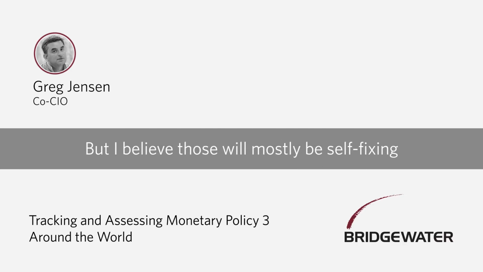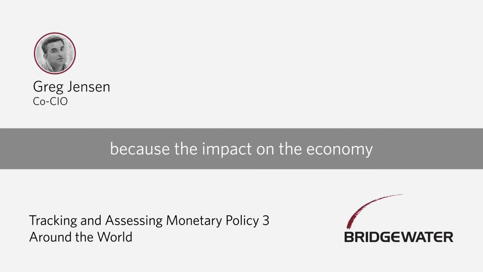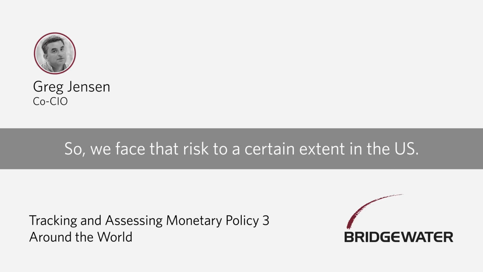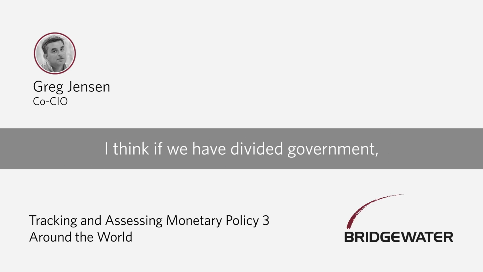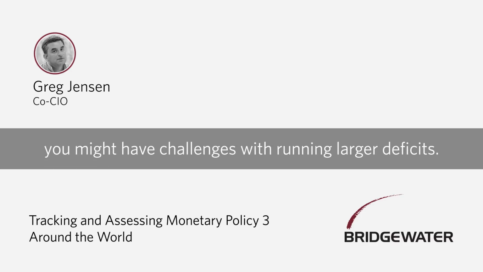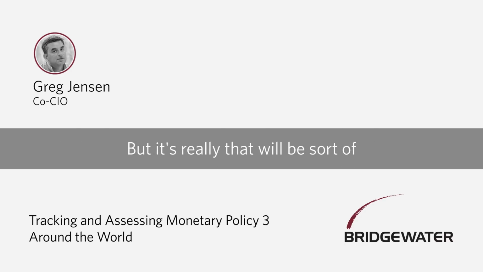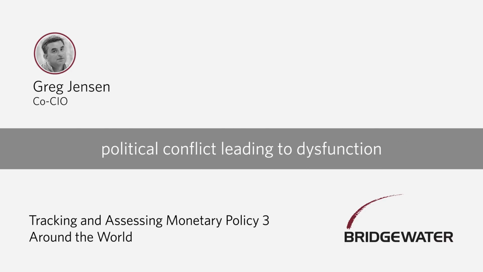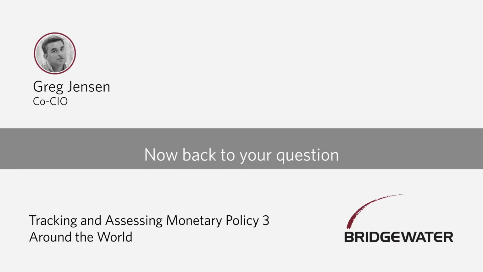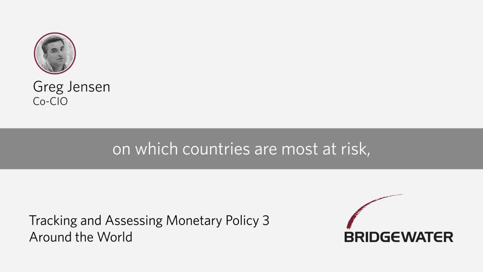But I believe those will mostly be self-fixing, because the impact on the economy will cause other people to get elected and policies to change. So we face that risk to a certain extent in the US. I think if we have divided government, you might have a challenge. And in some other countries, you might have challenges with running larger deficits. But that sort of political conflict leading to dysfunction would be the other reason it doesn't happen.